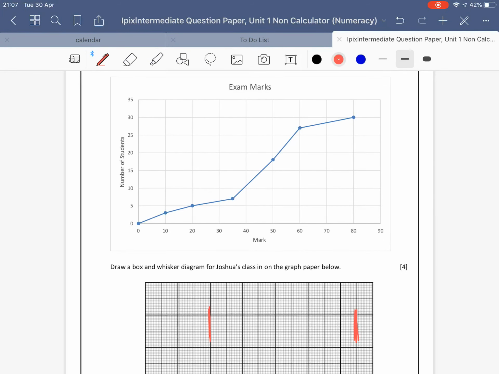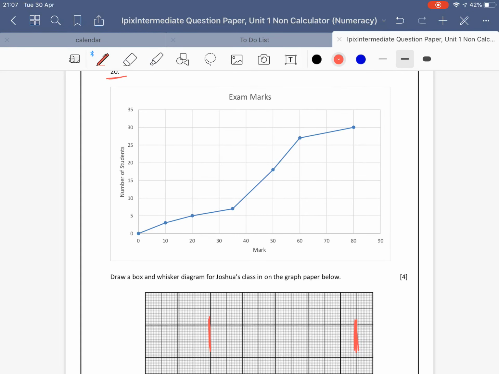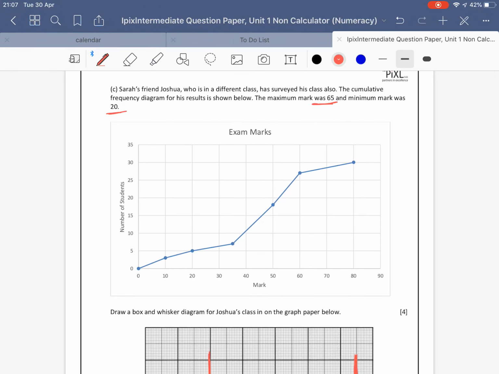To find the median, you need to take the total number of people that were asked. The number of students was 30. Then median means middle, so I half 30, which is 15. So I go across 15.